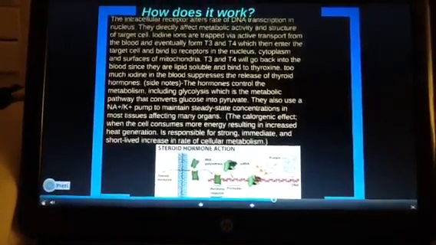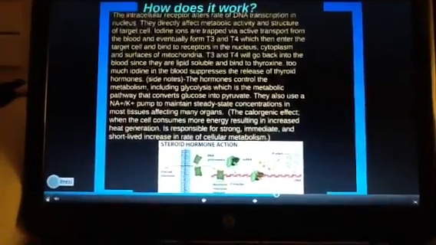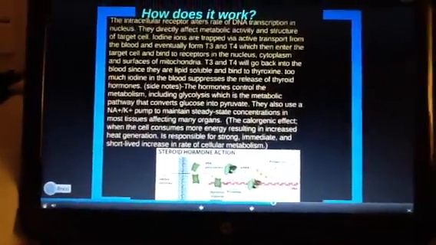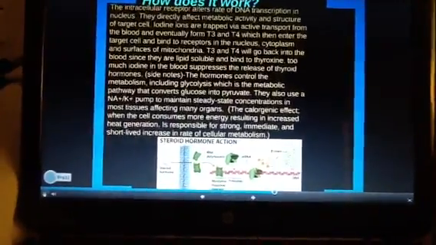And just as side notes, the hormones control the metabolism, including glycolysis, which is the metabolic pathway that converts glucose into pyruvate.